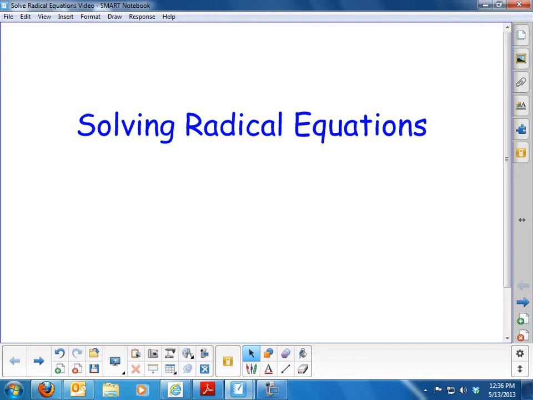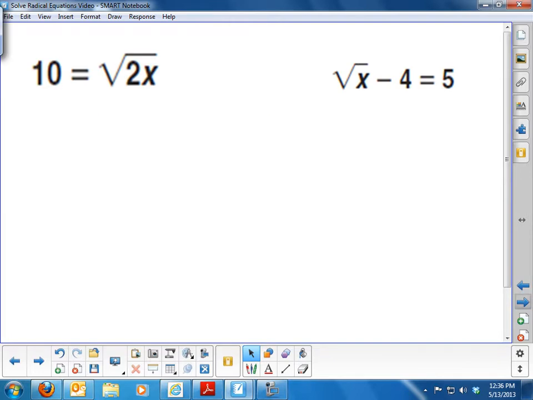So what are we going to be doing? We're going to be solving equations that involve radicals in them. So let's look at some examples. Here's the first one. 10 equals the square root of 2x. We're wanting to solve for x, okay? X right now is inside a square root symbol.